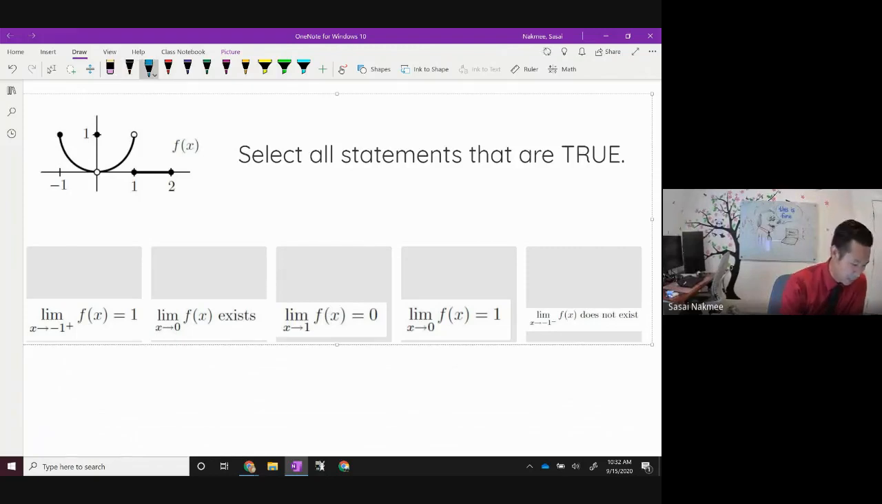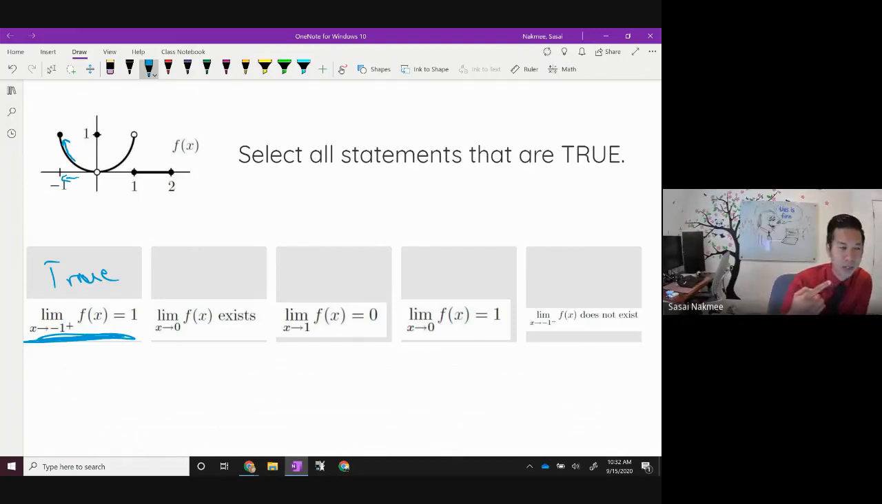So let's take a look at this part right here. The limit as x approaches -1 from the positive side. So I'm approaching this way, from the positive side. It's coming from this side, and it looks like it's approaching 1. So I'd say this one is true. I'm not looking at the limit as it approaches from both sides, right? You've got to understand these symbols. If it has a plus sign, I'm only approaching from a one-sided limit, which is from the positive side.